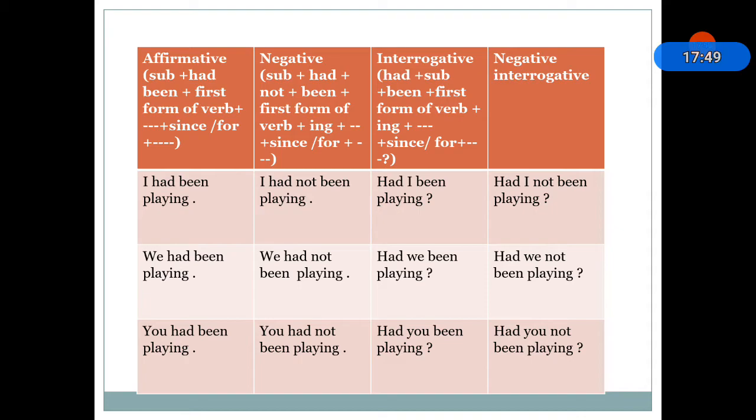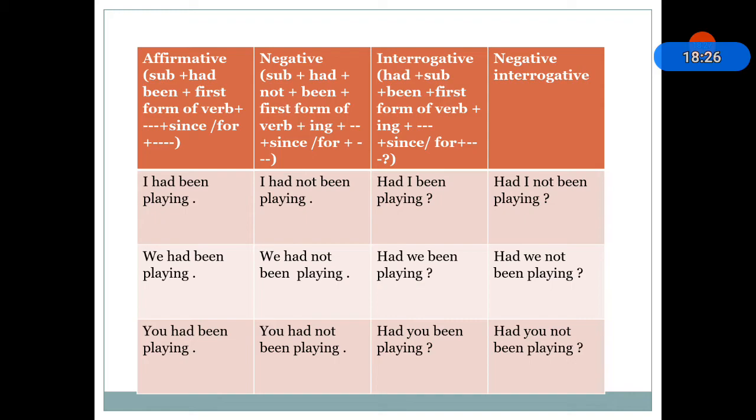And for negative, it will be subject plus had not plus been plus first form of verb plus ing plus since or for plus the object. Example, I had not been playing for 2 hours. Interrogative, the rule is had plus subject plus been plus first form of verb plus ing plus since or for plus the object. Example, had I been playing.